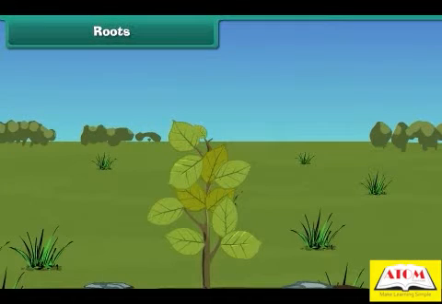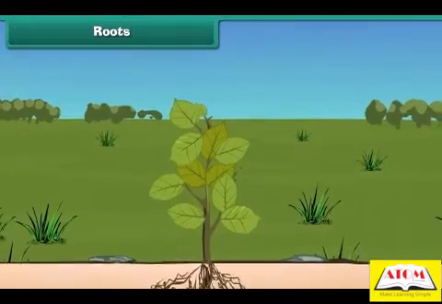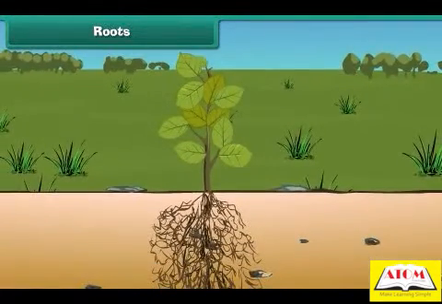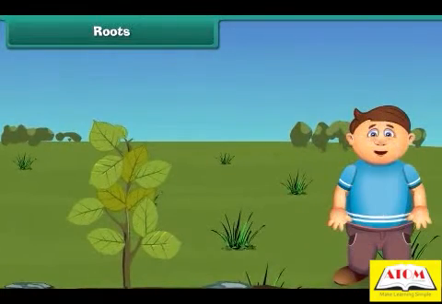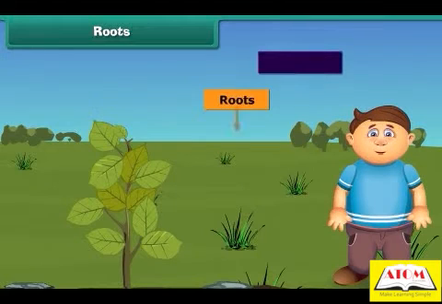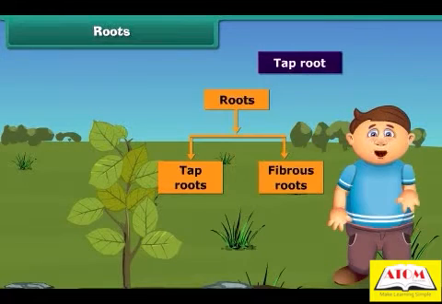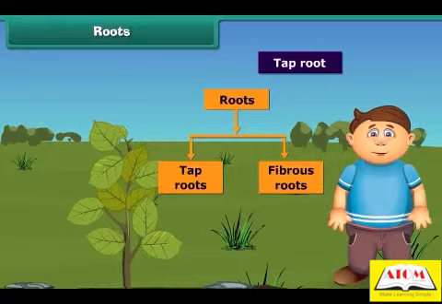Now, let's know the parts of the plant in detail. Let's start with the root. The root is the non-green part of the plant which grows under the ground. Do you know that there are mainly two types of roots? Tap roots and fibrous roots.